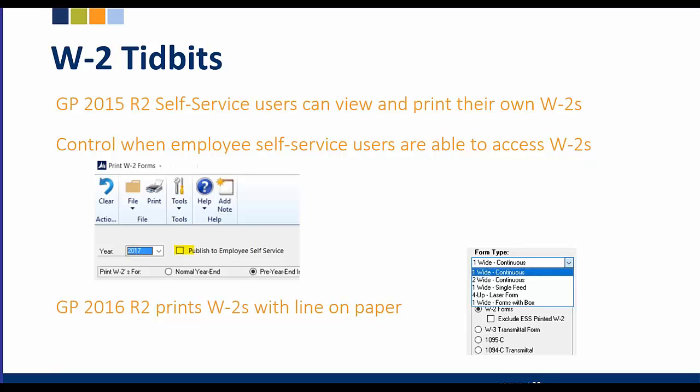If anybody is on GP 2016 R2, you can actually print your W-2s with lines on the paper, so you no longer need a pre-printed form. In the print W-2 window, on the form type drop down, as you can see in the screenshot on the right, you can still print to pre-printed forms, or you can select the last option and print one wide forms with box, and it'll print that for you. That's one of the newest features, which is really kind of cool.